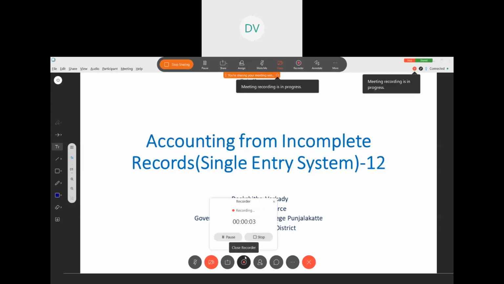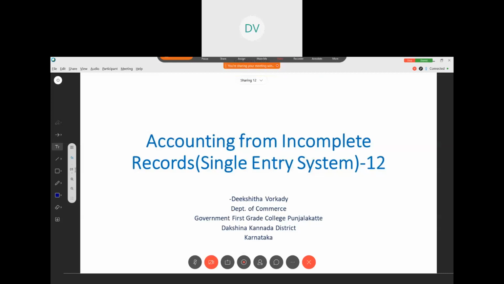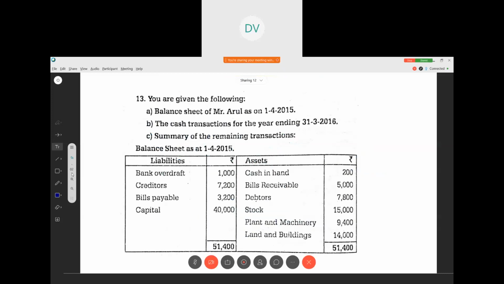Namaste. Let us look at the next problem. Probably this is the last problem of single entry system. You are given the following balance sheet of Mr. Arul on 1-4-2015, the cash transactions for the year, and a summary of the remaining transactions. So they have provided the opening balance sheet.